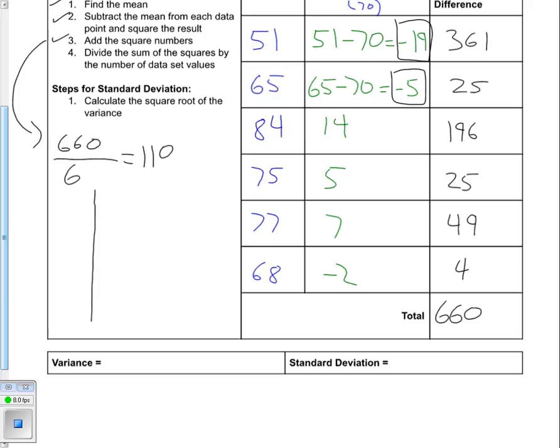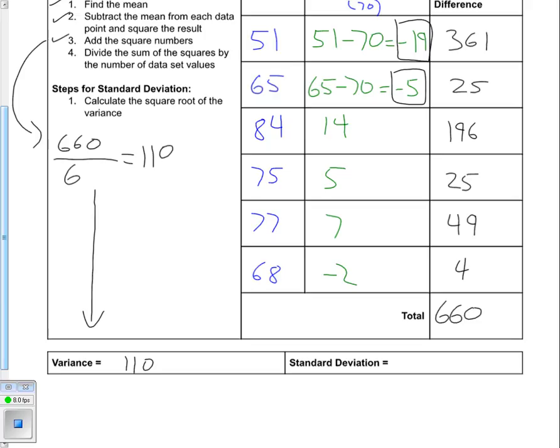What we've just done is calculate our variance. That's what this piece is here. The variance is the total of all of the squared values divided by the number of numbers within the data set. So 660 divided by 6, our variance is 110.